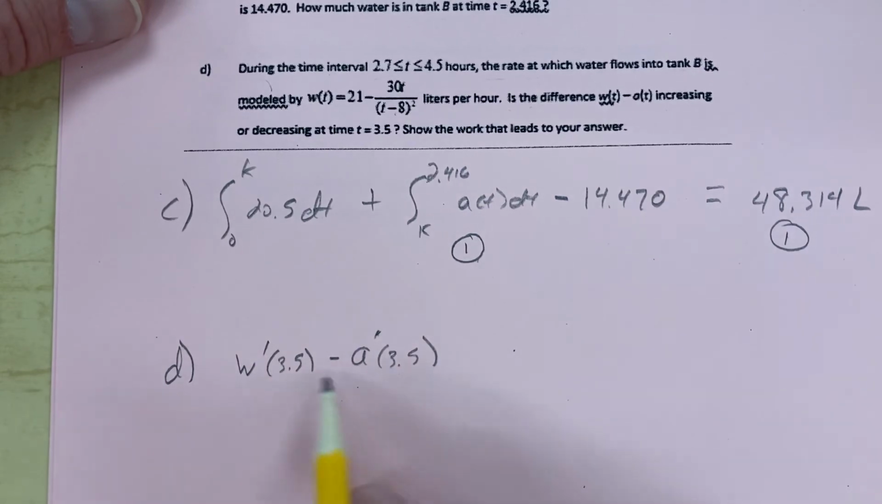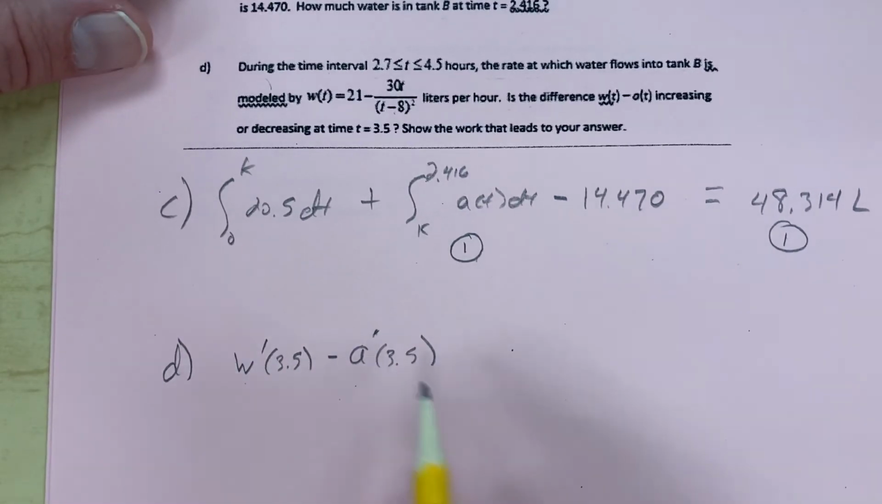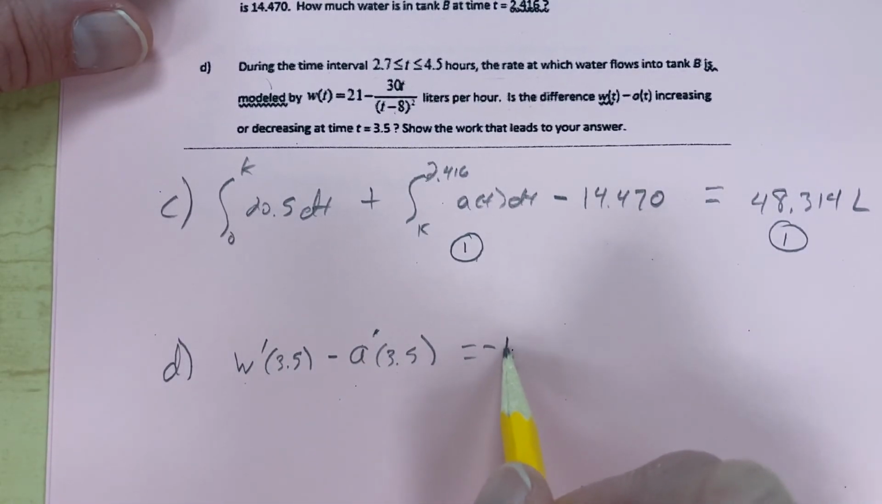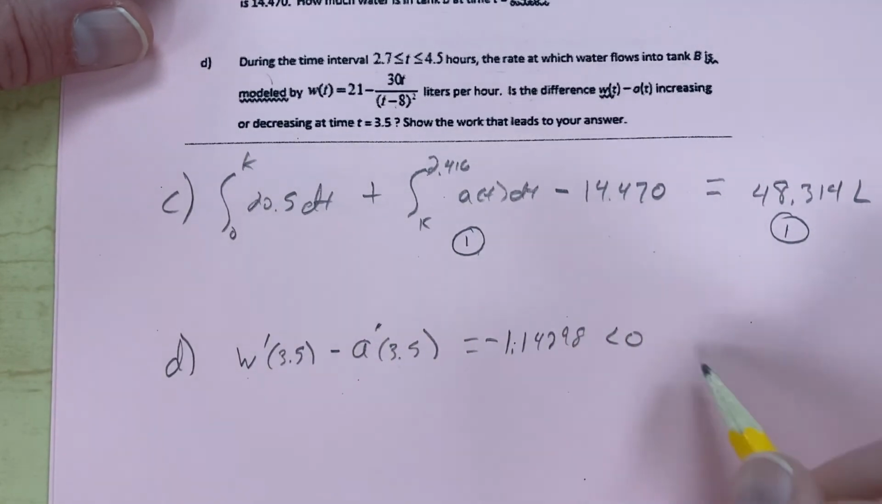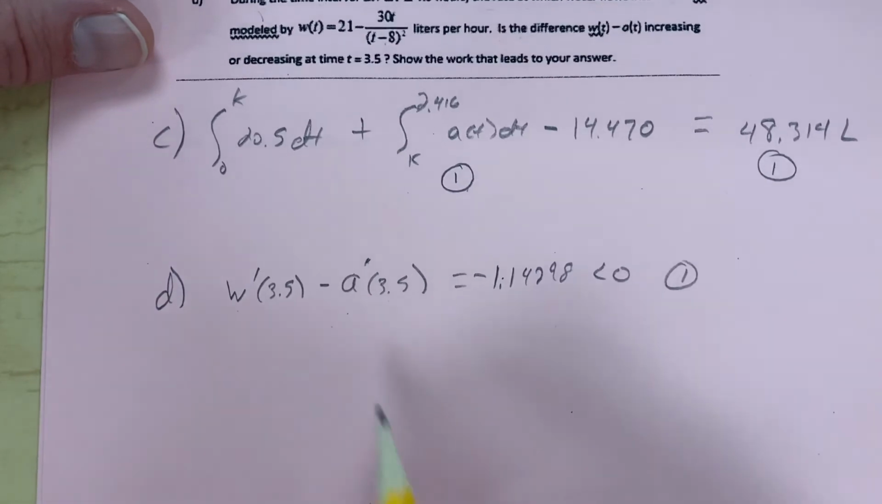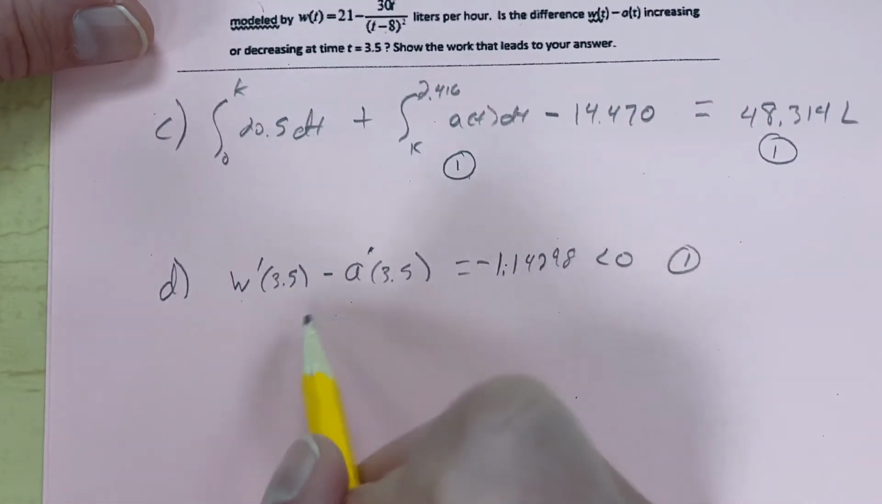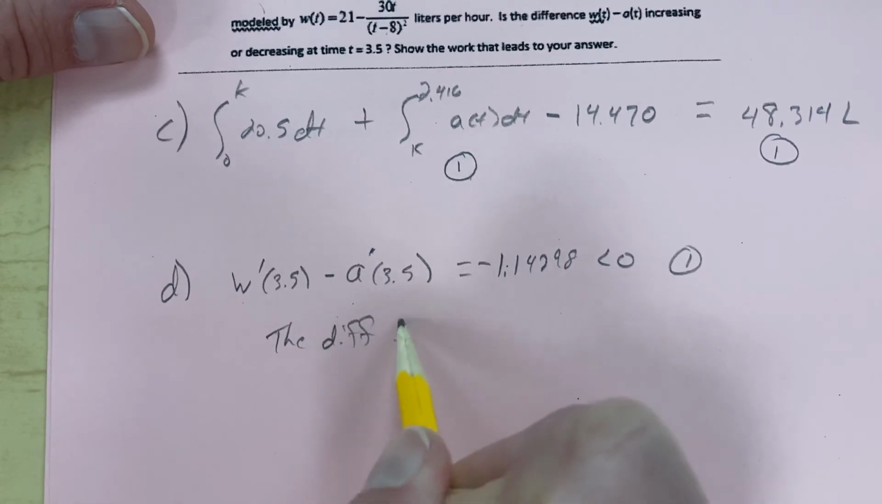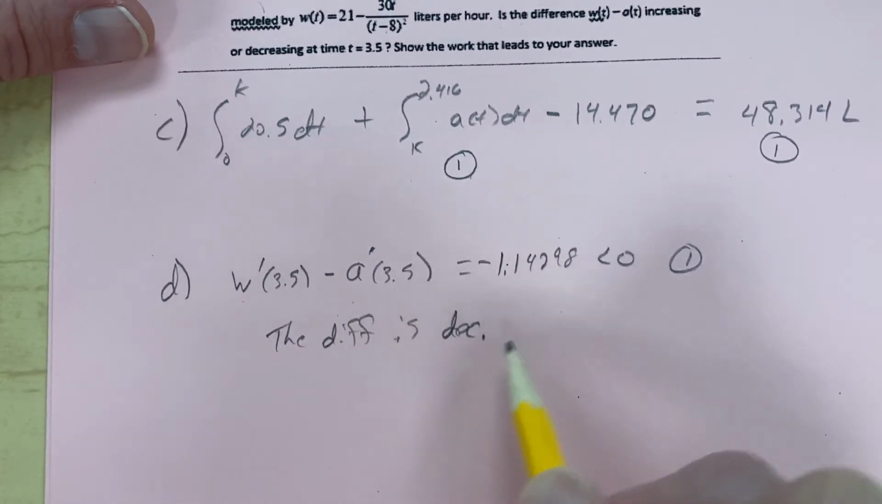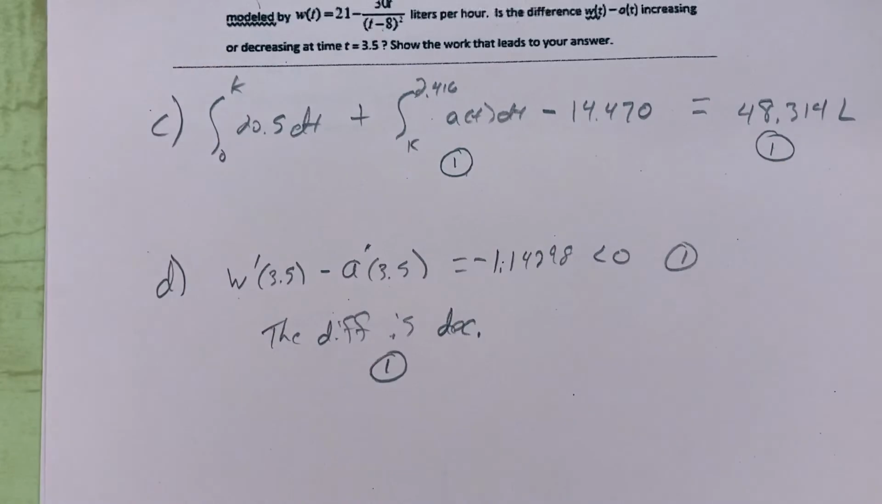So if you do this on a calculator, you should have gotten negative 1.14298, which is less than 0. If you found that, that was a point. And because our derivative is negative, we would say that the difference is decreasing. And if you said that, we get another point.